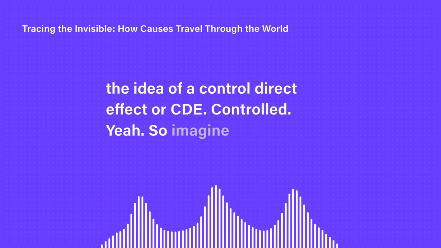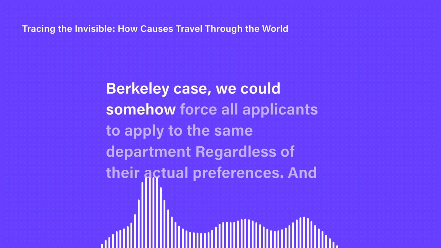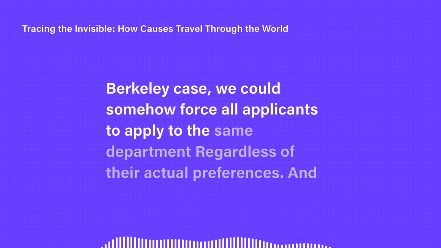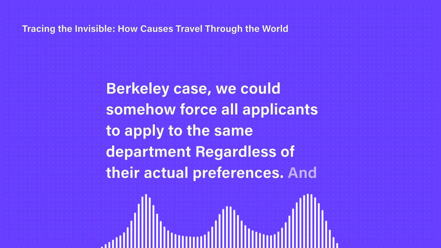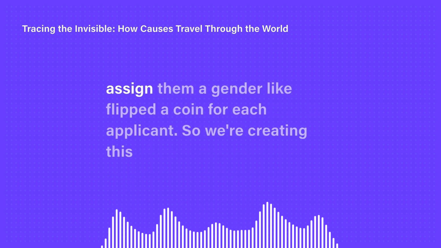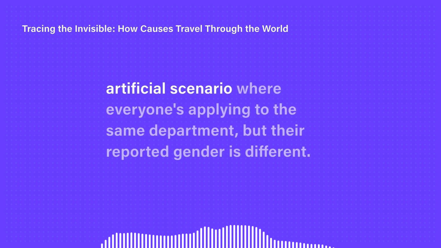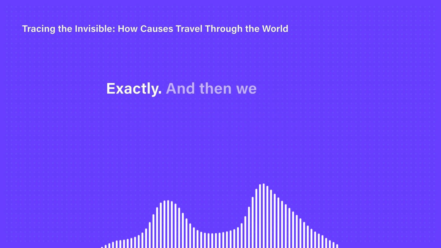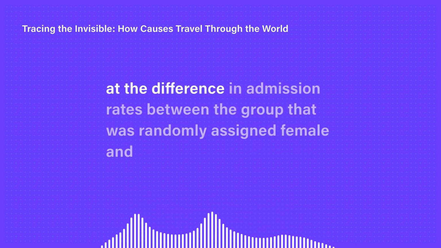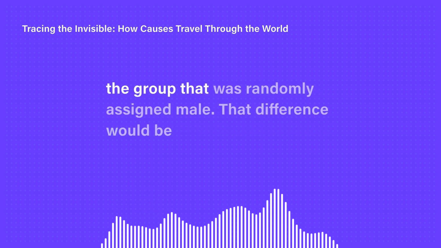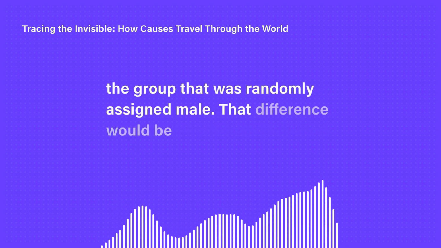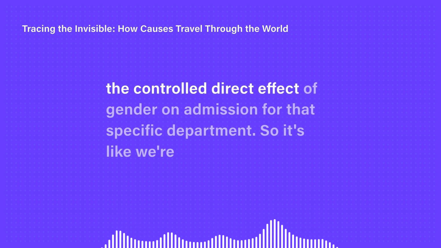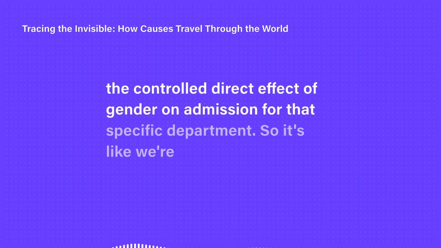Controlled. Yeah. So imagine in the Berkeley case, we could somehow force all applicants to apply to the same department, regardless of their actual preferences, and then we randomly assign them a gender, like flipping a coin for each applicant. So we're creating this artificial scenario where everyone's applying to the same department, but their reported gender is different. Exactly. And then we look at the difference in admission rates between the group that was randomly assigned female and the group that was randomly assigned male. That difference would be the controlled direct effect of gender on admission for that specific department.